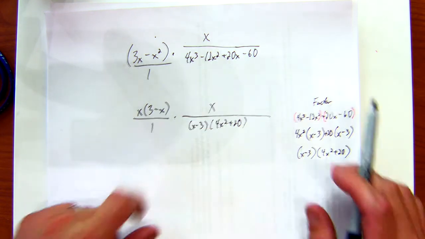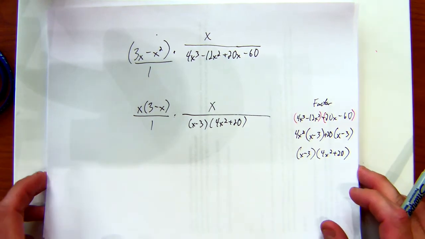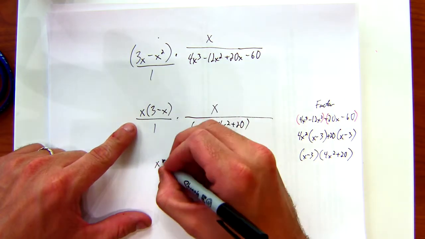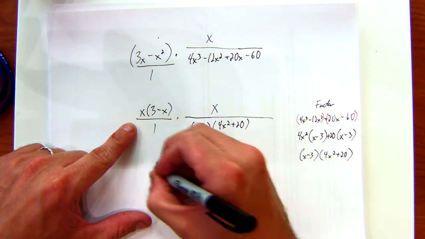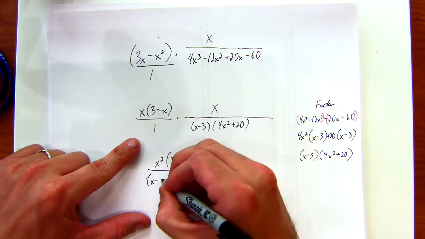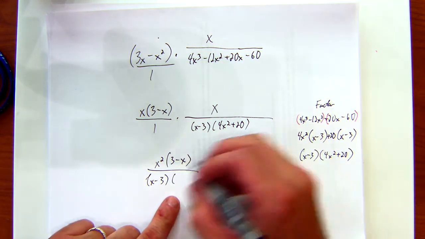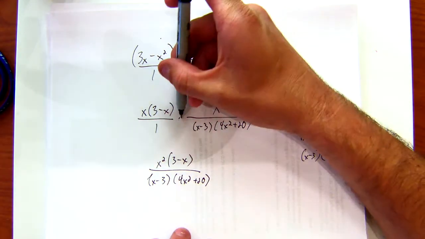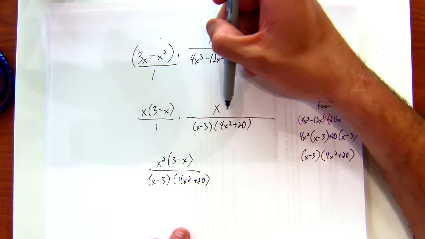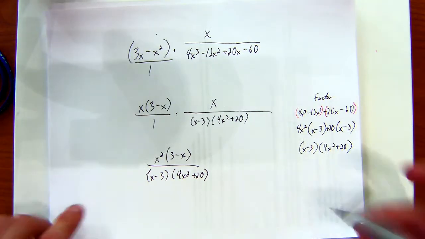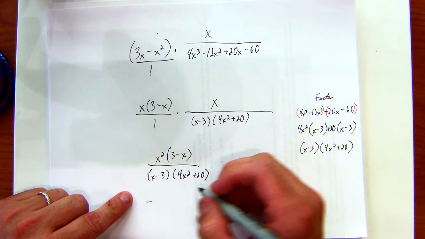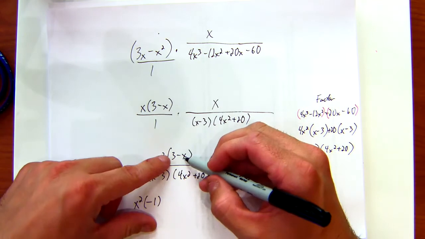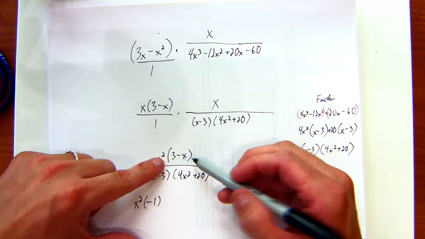What was the thing that we did? Not divide, but factor out a negative 1. Let me go ahead and just rewrite everything on the top. So I have x squared times 3 minus x all over x minus 3 times 4x squared plus 20. I just went ahead and rewrote this as a product. Just multiply everything on the top and everything on the bottom. Now I want to factor out a negative 1. So I have a negative 1. Still have my x squared here, factoring a negative 1 from this binomial. And what am I going to have left?